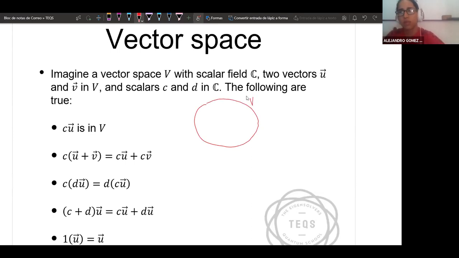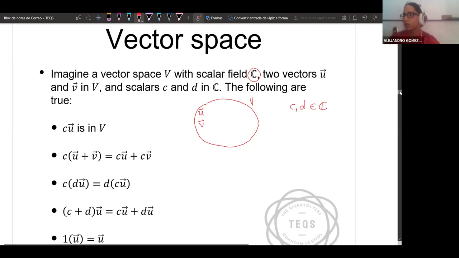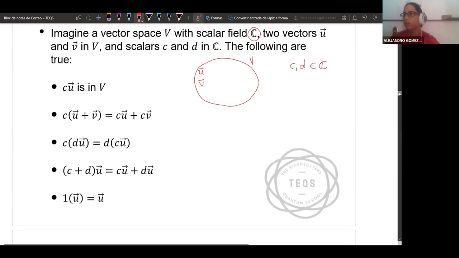And this time we have to choose the scalars because we're going to treat the scalar multiplication. So we choose them from the field C, that's in general a complex field. Fine, so let's take again two vectors, u and v, and two scalars, c and d, which are in C. And if V is a vector space, then the following properties are true.